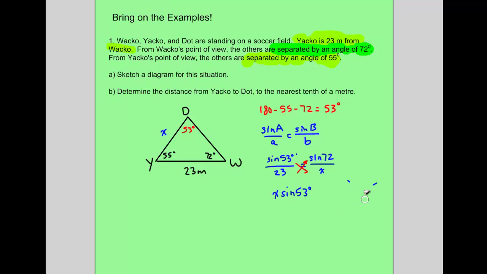So let's get rid of this. Okay, so we cross multiply here. X times sine 53 is x sine 53 equals 23 times sine 72. Again, put the number out in front, so we say 23 sine 72. Now we want to isolate x because I want x by itself. I want to solve for it. So I have to divide away this sine 53. Let's divide both sides by sine 53. Remember, sine 53 is just some decimal number. It's a ratio, so I can do that.